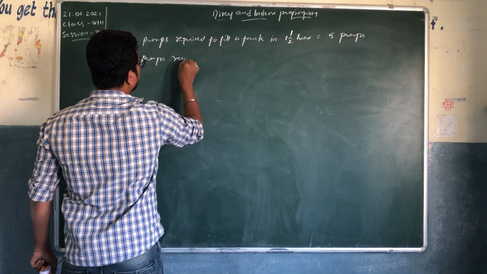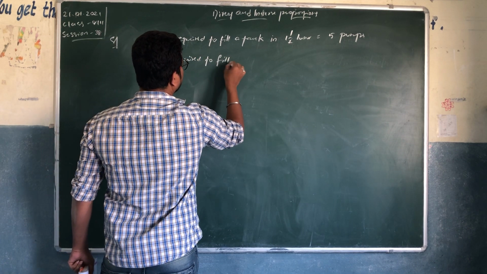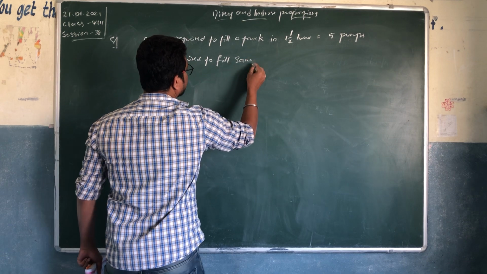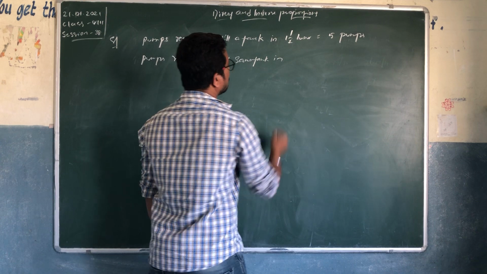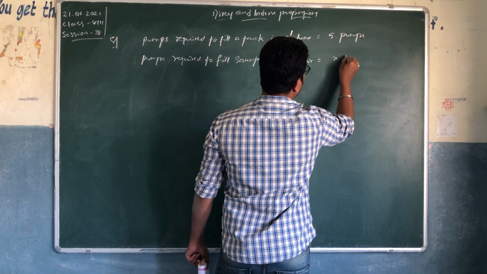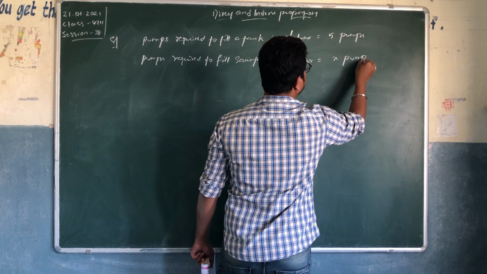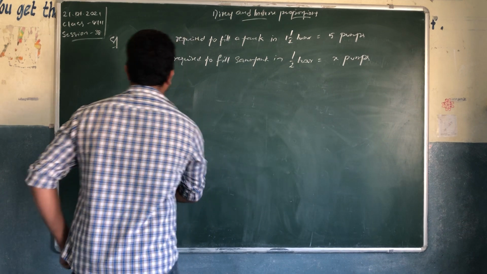Pumps required to fill the same tank in half an hour is equal to, we don't know, so we are assuming it as X pumps, right? We are assuming it as X pumps. Now let's see.